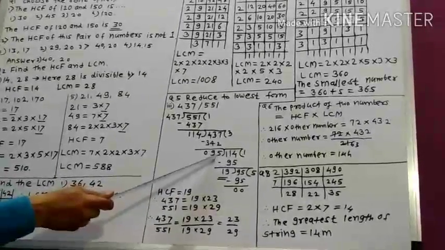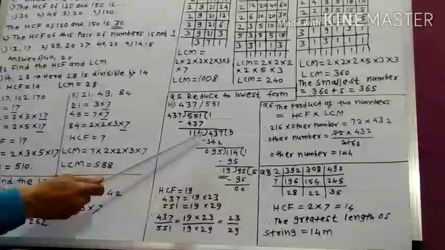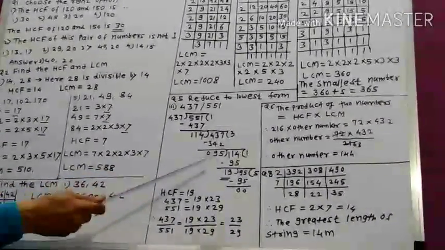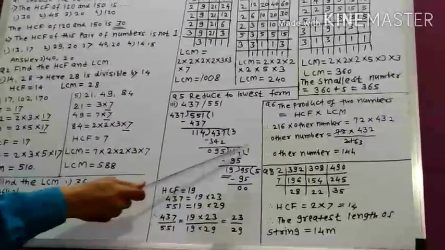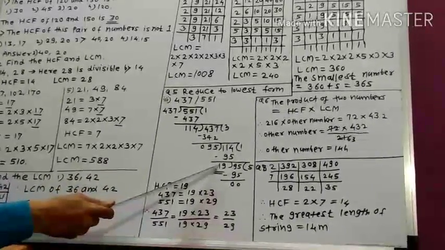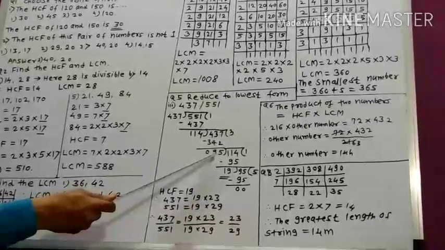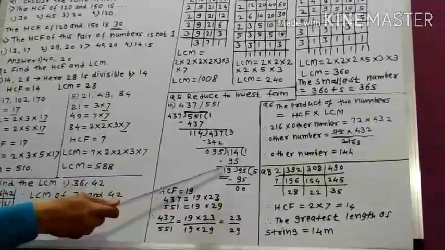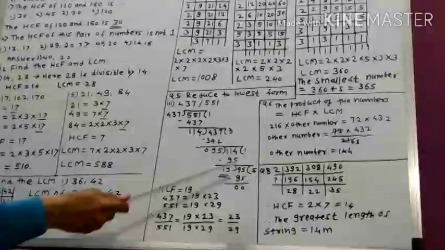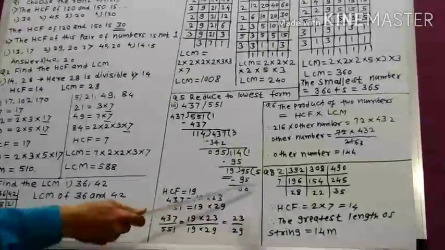This 95 again divides the next divisor 114. After dividing we get quotient 1 and remainder 19. Then this 19 divides the next remainder 95, and after dividing we get quotient 5 and the remainder 0.